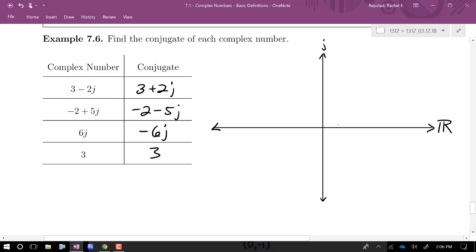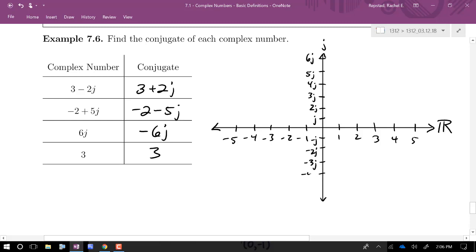So here are my numbers 1, 2, 3, 4, 5, -1. And then on the vertical axis, the imaginary axis, what I have is j, 2j, 3j, 5j, 6j, and then -j, -2j, -3j, and so on. Every complex number has a spot on the plane. So 3 plus 2j, that's 3 on the real axis, up 2 on the imaginary axis. There's 3 plus 2j.